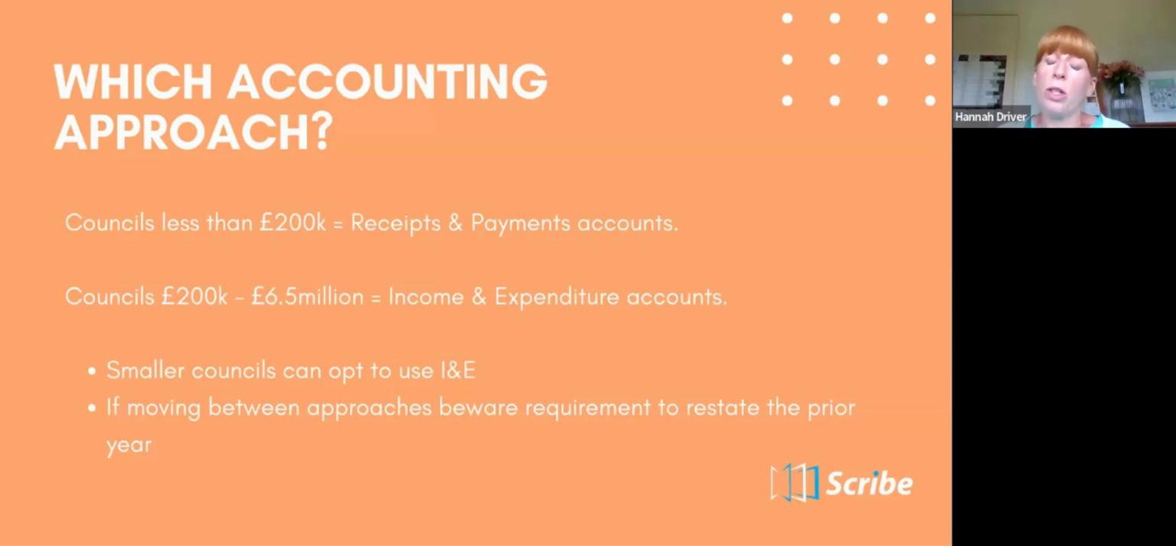It's also important to bear in mind that if you do find your council needs to move between approaches in a financial year, you would need to be mindful of restating the prior year as well. So when you come to complete the year end, you have to produce the current year and the prior year, and both years must use the same accounting approach. So that's something to consider just if you ever find yourself in that scenario where you are needing to move between the accounting approach that you're using to record the end of year transactions.